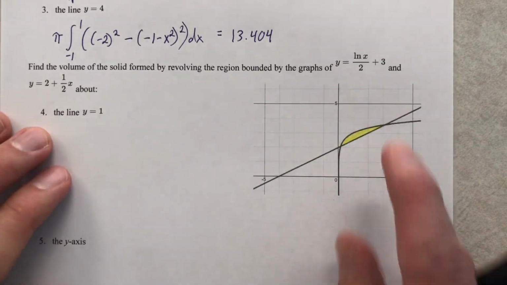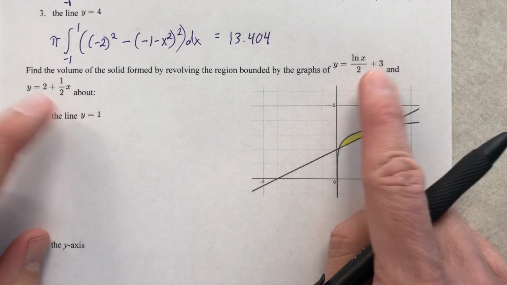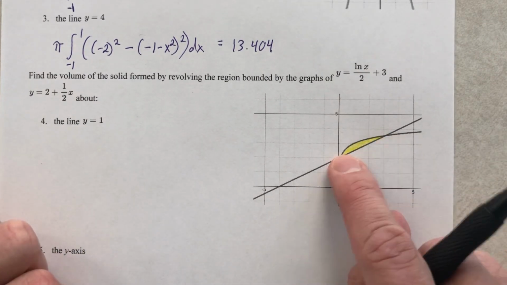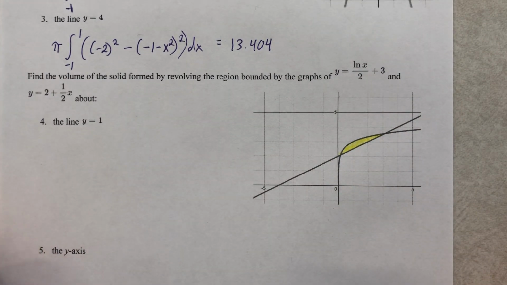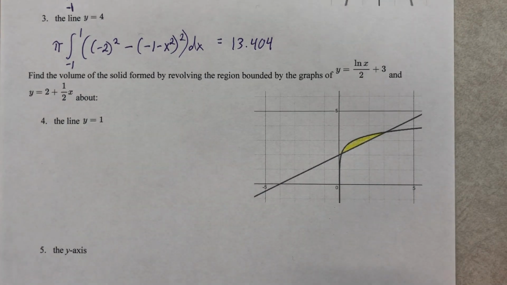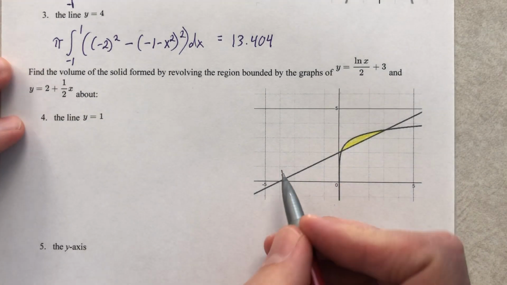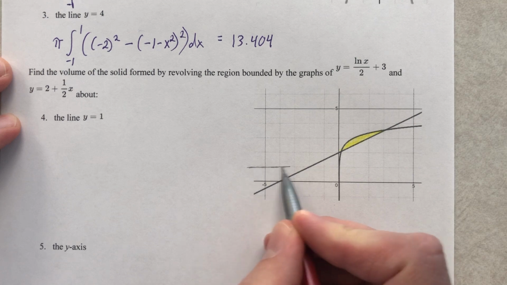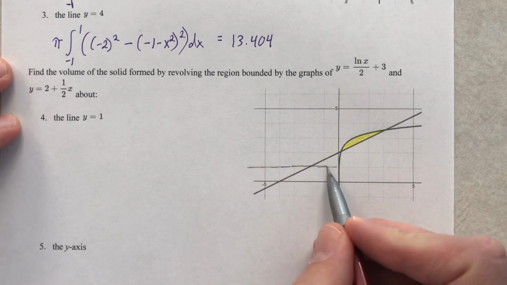It's going to give you the same thing. So basically I have to solve this in order to figure out what these x values are, or y values even, which we'll get to in just a minute on number 5. So let us proceed by just figuring out what we're dealing with. If I'm going to rotate around the line y equals 1, then I'm rotating around this line. It crosses the y-axis at 1.